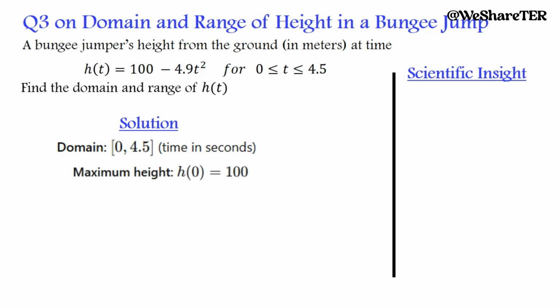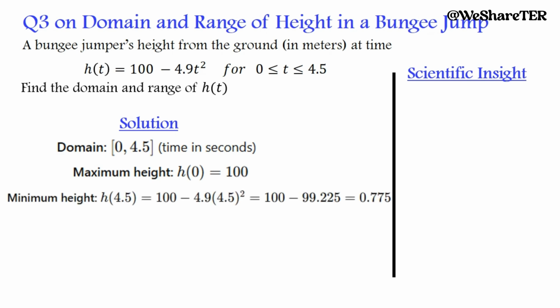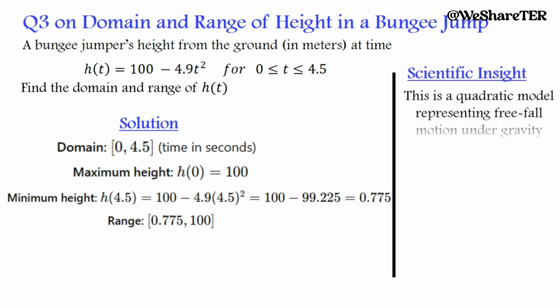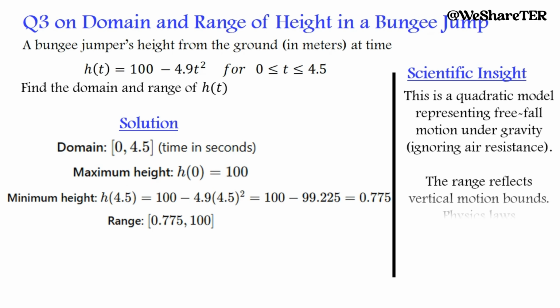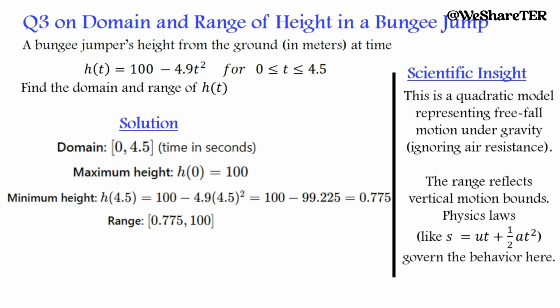Maximum height h(0) = 100. Minimum height h(4.5) = 100 - 4.9 × 4.5² = 100 - 99.225 = 0.775. Range: [0.775, 100]. Scientific insight. This is a quadratic model representing freefall motion under gravity, ignoring air resistance. The range reflects vertical motion bounds. Physics laws like s = ut + 1/2 at² govern the behavior here.